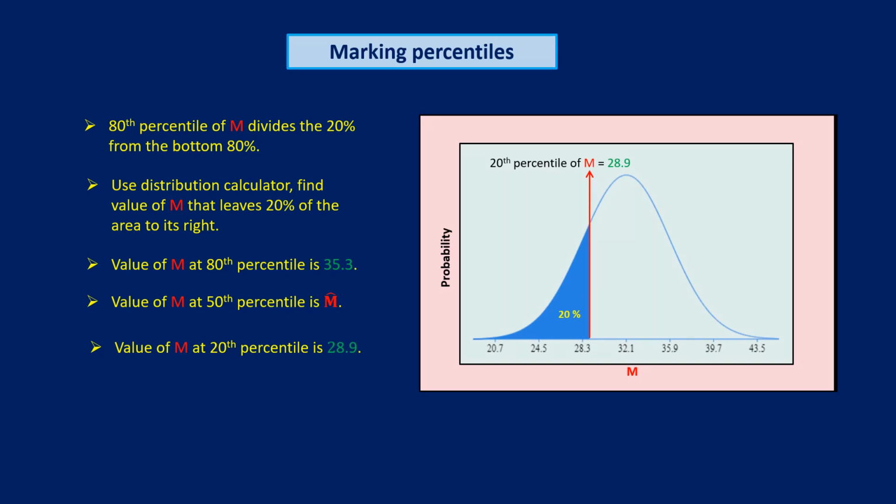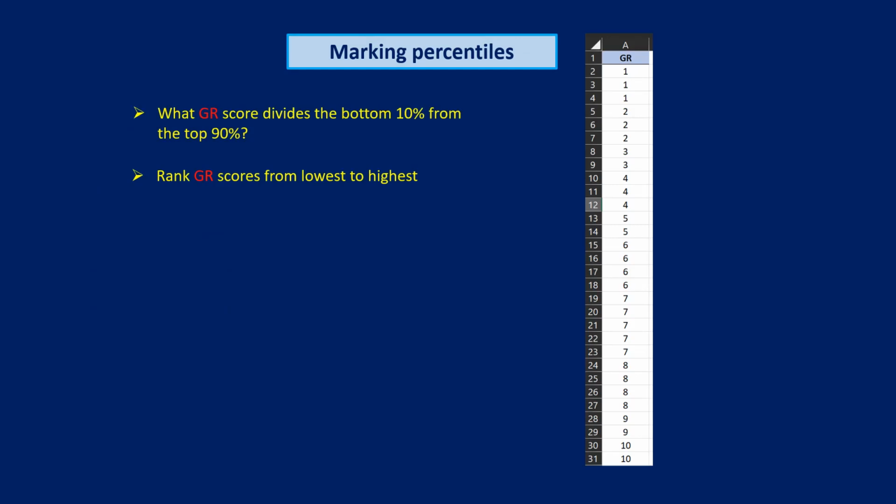Now, we don't have a probability distribution for GR scores, but we do have the scores for last summer's riders. Here they are, ranked from lowest to highest. What score is at the 10th percentile of this distribution? Since there are 30 scores in all, it's the one that divides the bottom 3 scores from the top 27 scores, and that score is 1.